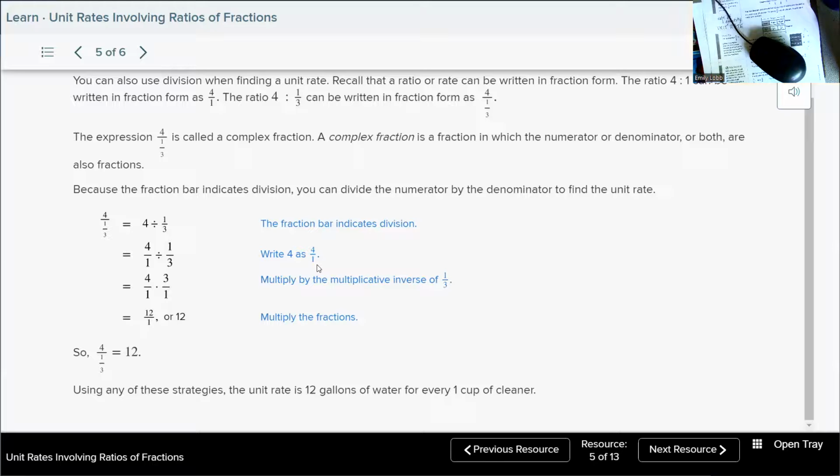Our whole numbers can be written over 1. So we write 4 as 4/1. And now we multiply by the multiplicative inverse of 1/3. And what that means is we're multiplying by the reciprocal.